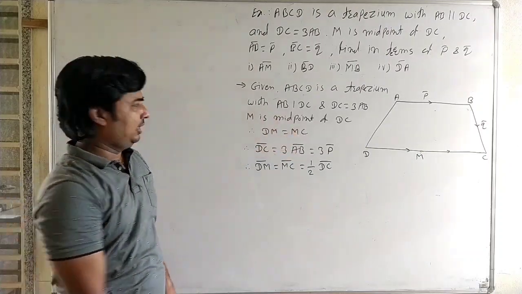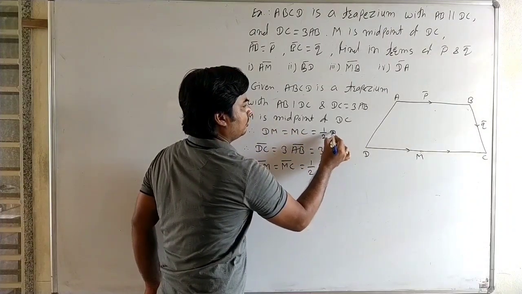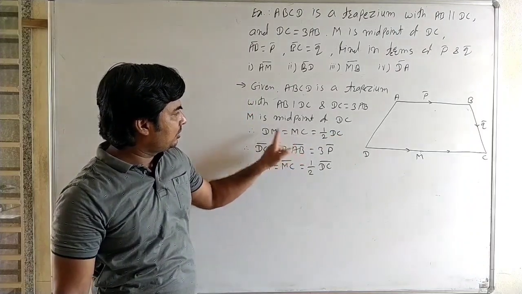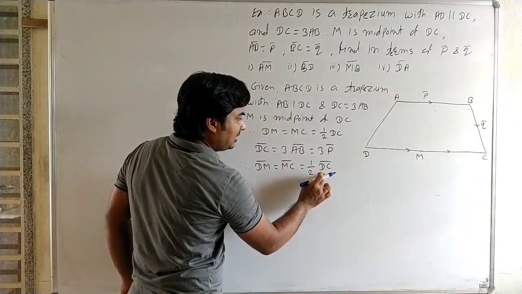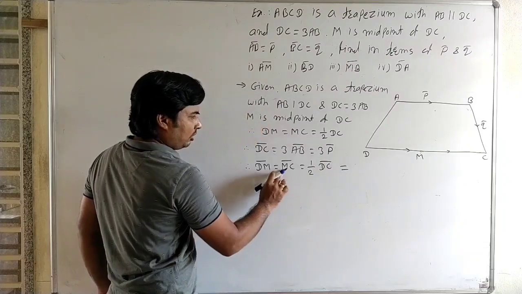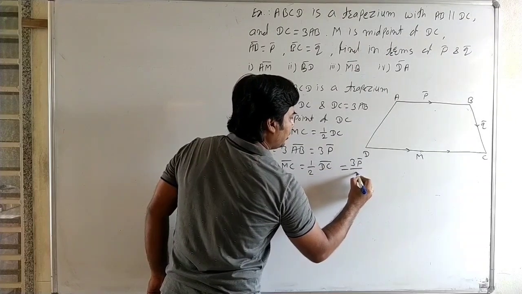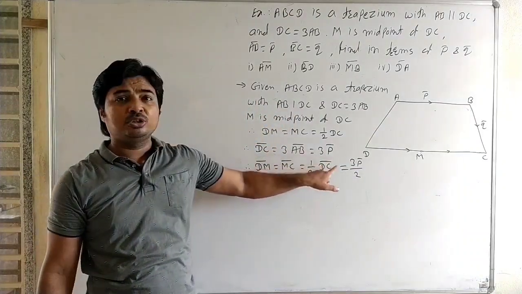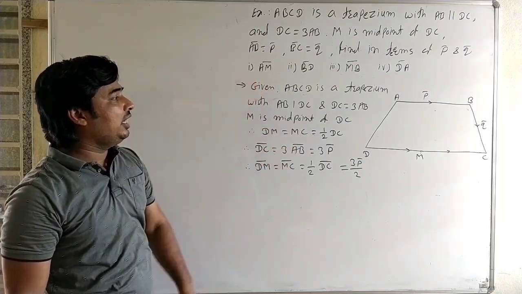This can be written in the form of 1 by 2 DC. DM is equal to MC, since M is the midpoint of DC, and DC is equal to 3P bar. Therefore DM or MC is 3P bar by 2. That is the value of DM and MC, given DC is equal to 3P bar.